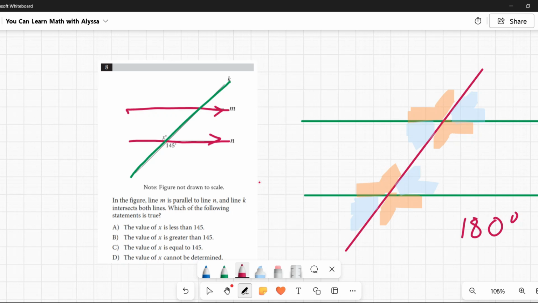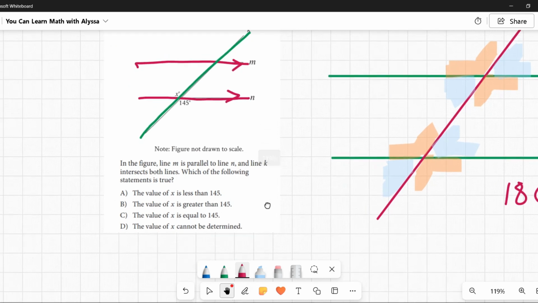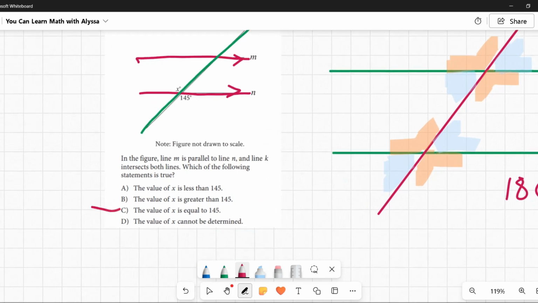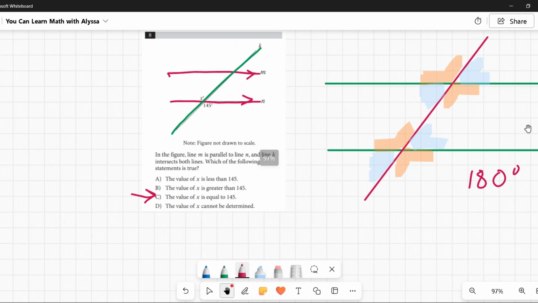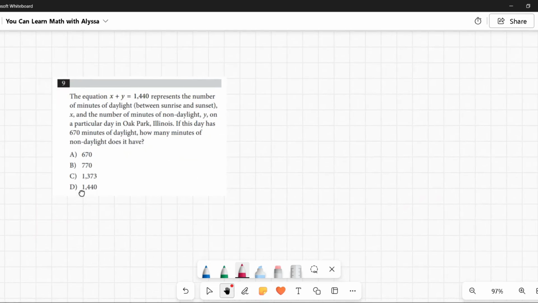We don't have to do any math. We just have to have this knowledge locked in our brains. So they're the same. Let's look and see which option here says that. Oh, that is option C. The value of X is equal to 145. That's my answer. It is C.